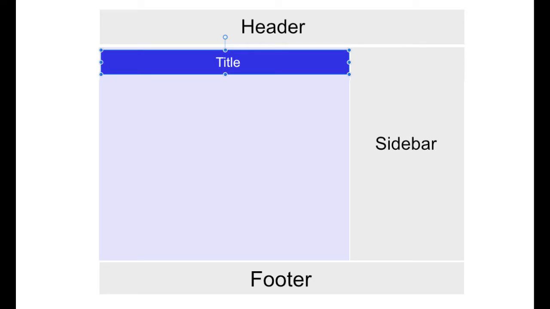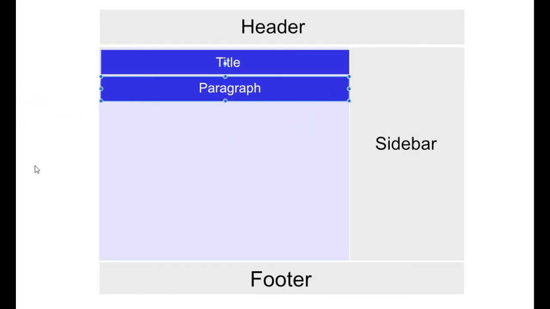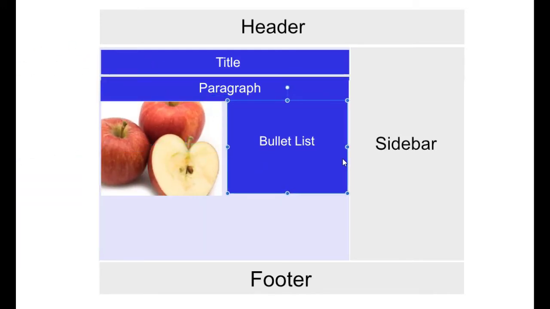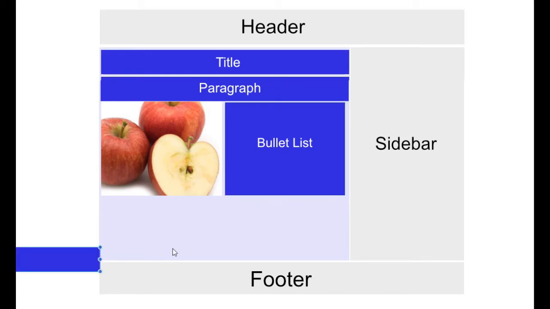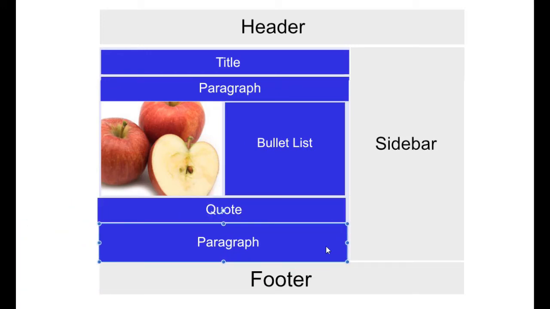We might put in a title block at the top, and then probably an opening paragraph. We might want to have an image and a bullet list. Then we could possibly have a quote, and then finally a closing paragraph.